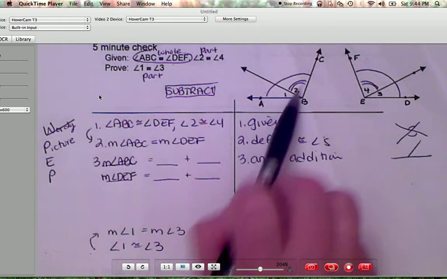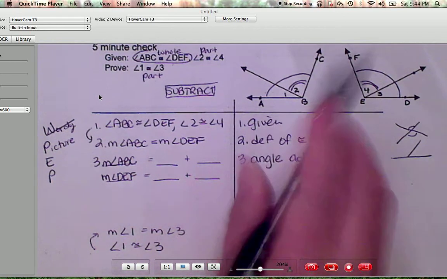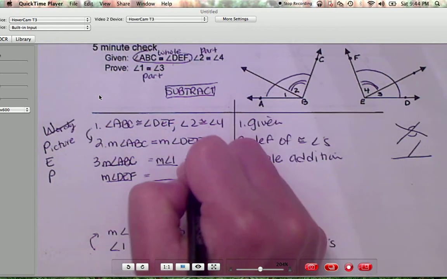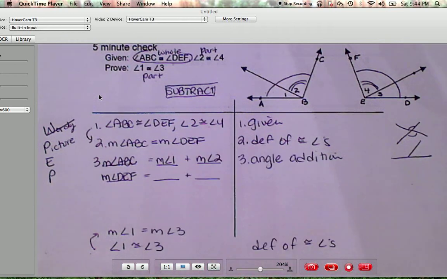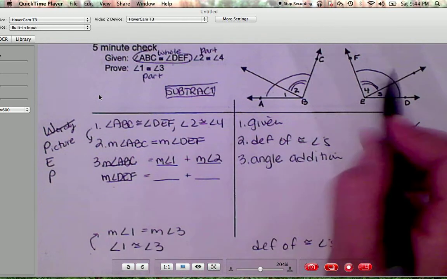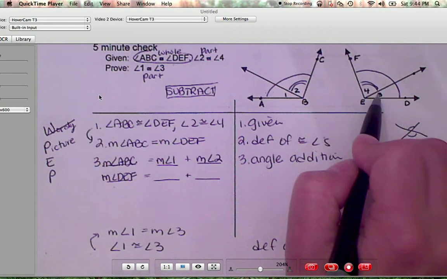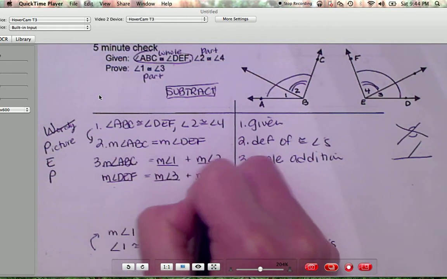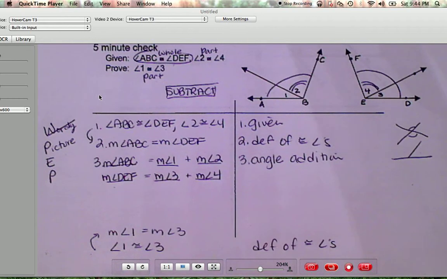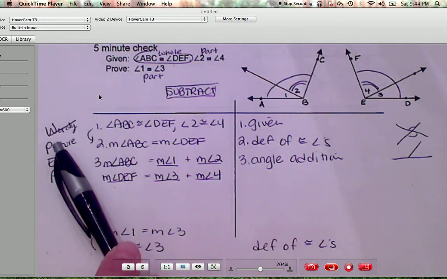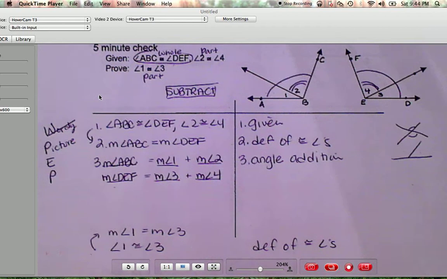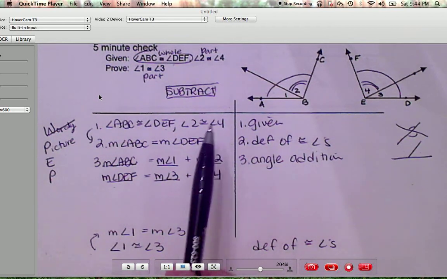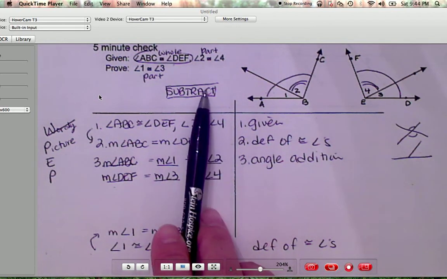Angle ABC is made up of angle 1 and angle 2. So the measure of angle 1 plus the measure of angle 2. And then DEF is made up of angle 3 and angle 4. The measure of angle 3 plus the measure of angle 4. Alright, so we have no wordy statements. We went to the picture. The next thing we're looking at is we know we want to subtract.